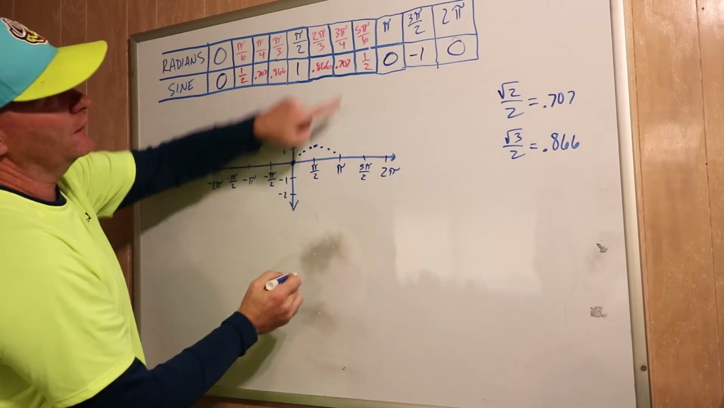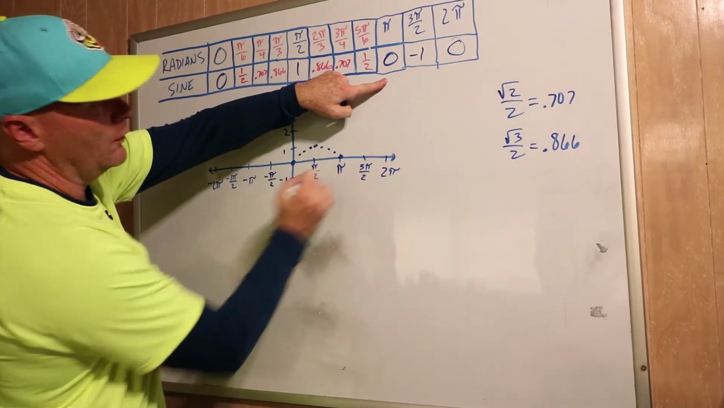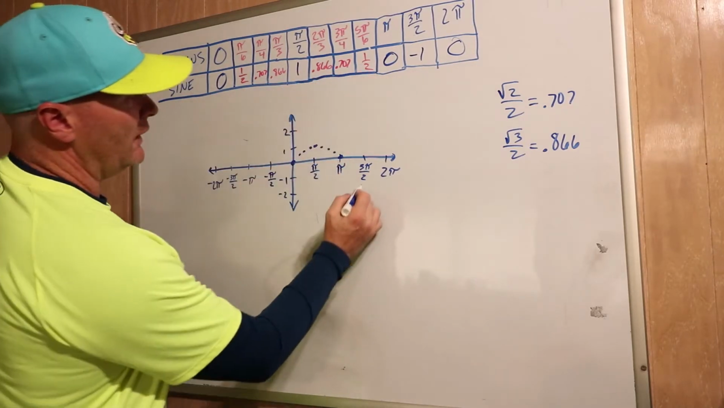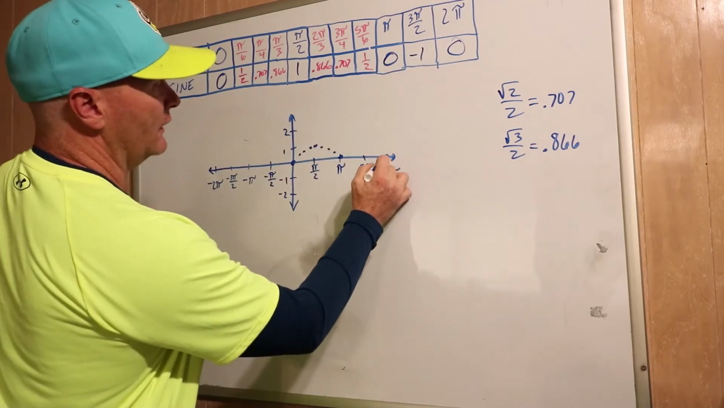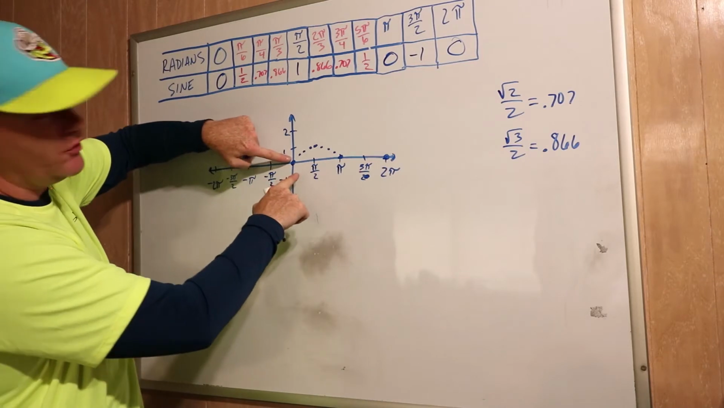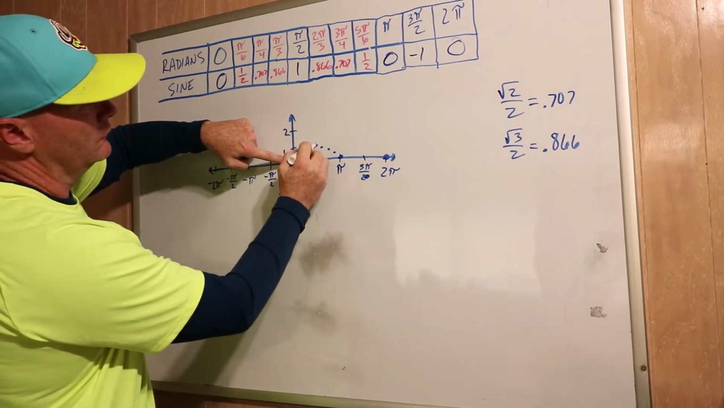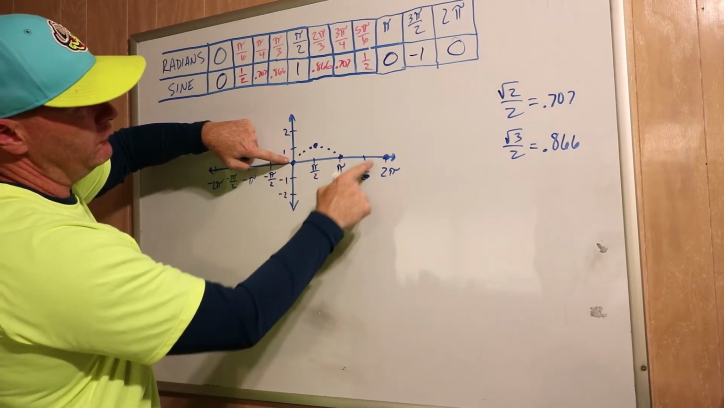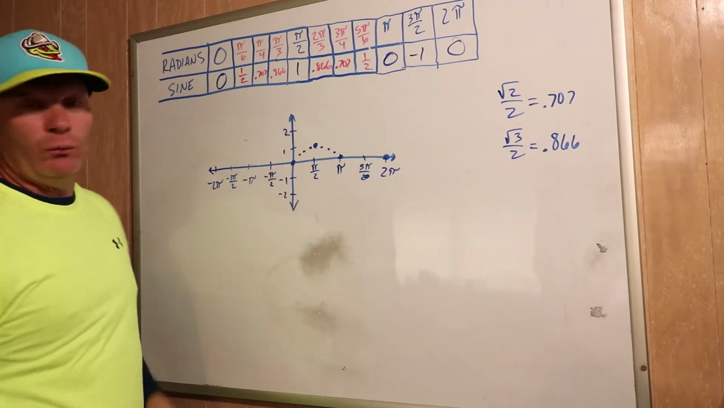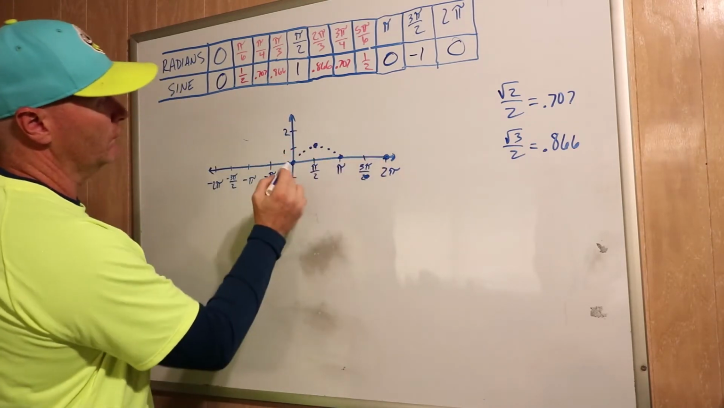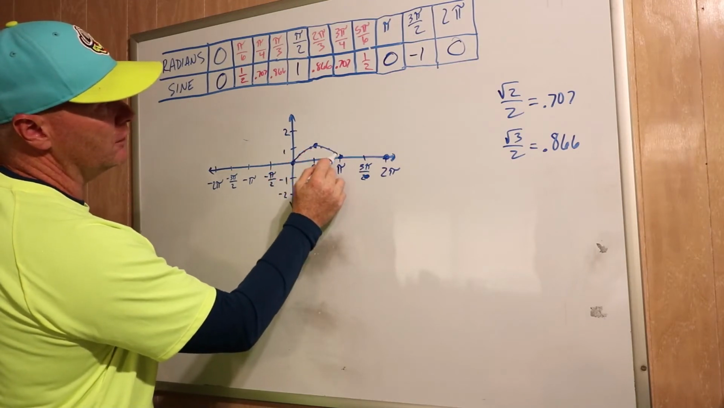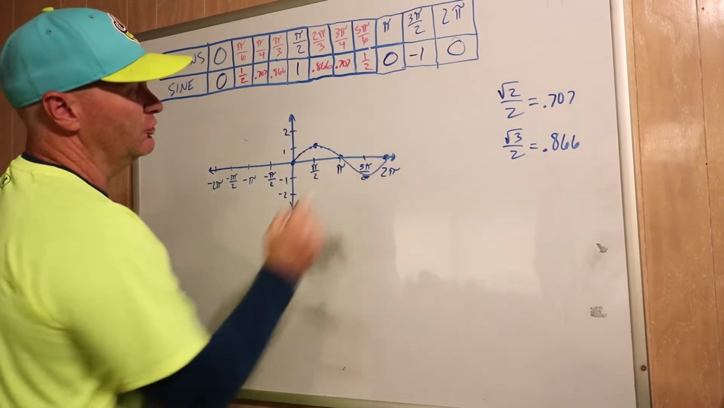And by the time we get to pi, it's back to 0. Okay? 3 pi over 2 is -1, and 2 pi is back to 0. So these 5 points here are your important ones. 1, 2, 3, 4, 5. I added these red ones just so you can see that it's curved. It's not like, okay? But this is the shape that it makes, okay?